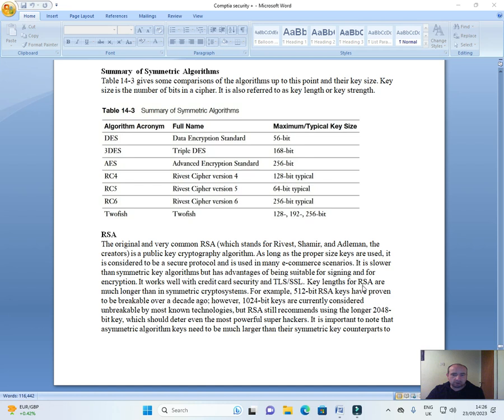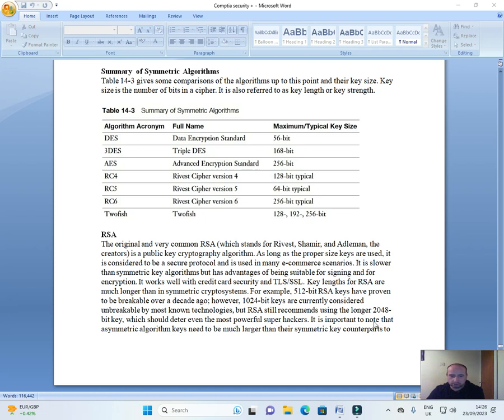Key lengths for RSA are much longer than in symmetric crypto systems. For example, 512-bit RSA keys have proven to be breakable over a decade ago. However, 1024-bit keys are currently considered unbreakable by most known technologies, but RSA still recommends using the longer 2048-bit key, which should deter even the most powerful super hackers.